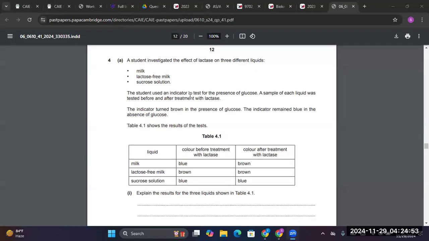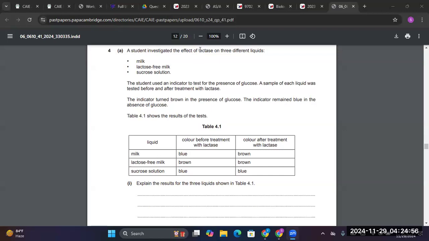Okay, so our question says a student investigated the effect of lactase. Lactase is an enzyme. Wherever you see ASE, it is for enzymes. The effect of lactase on three different liquids: milk, lactose-free milk, and sucrose solution. Lactase is an enzyme that breaks down lactose. People who are lactose intolerant can't drink milk, and they don't have this enzyme in their body, lactase.